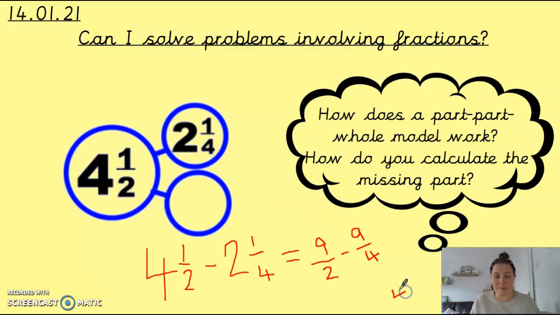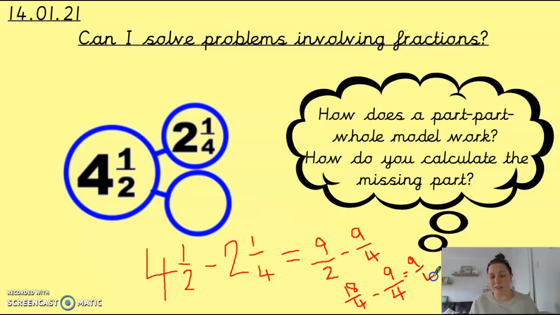So that means that my 9 quarters, sorry, I'm writing this a bit wonky and it's not really ideal. I'll write the next one in more of a straight line. 9 quarters can stay as it is. And 9 halves needs to get changed to quarters. So my 2 will be multiplied by 2 to get the 4, and then I'll have to do the same to the top. So 9 multiplied by 2 is 18, which gives me 18 over 4.